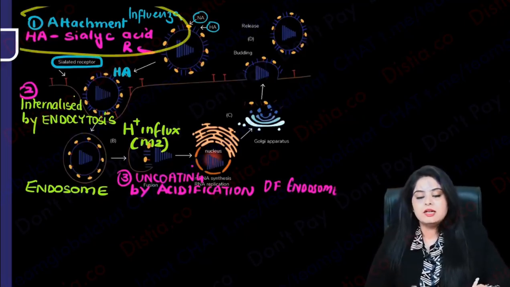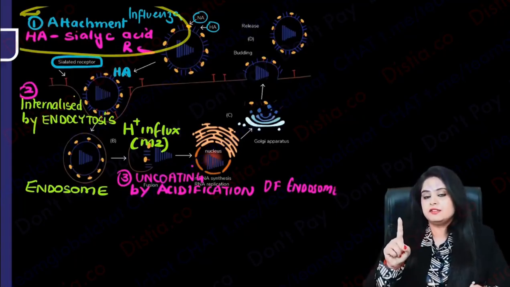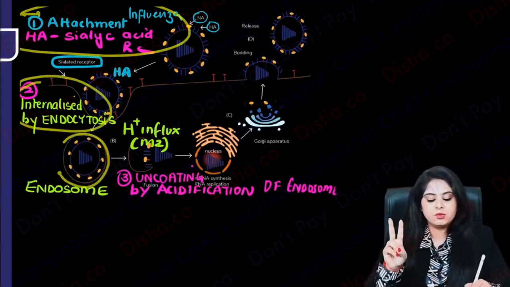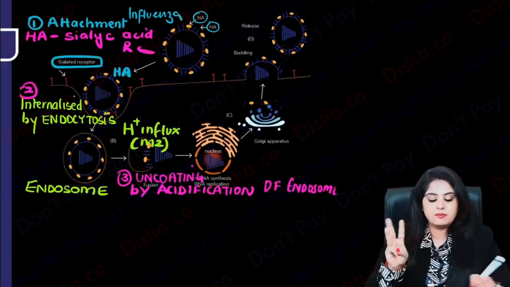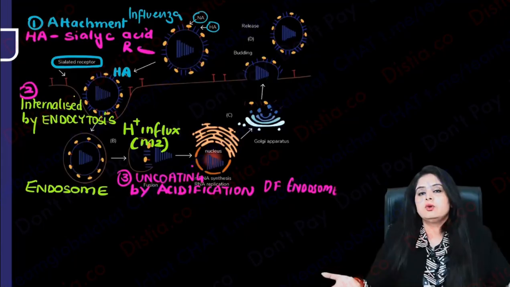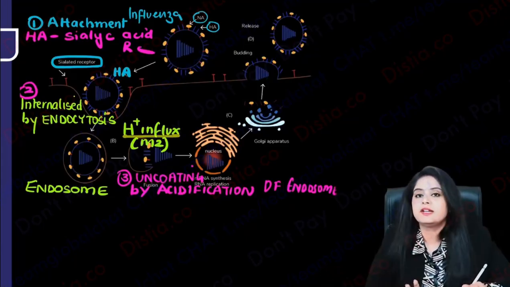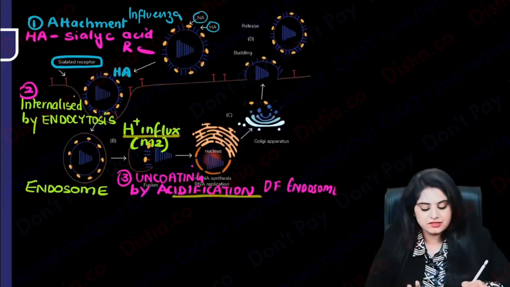Step number 1, attachment. To which receptor? Sialic acid receptor. Step number 2, internalized. What is the process known as? Endocytosis. Step number 3, remove everything, uncoating of everything. Uncoating is done by what? Sending the H positive inside. That is known as acidification.